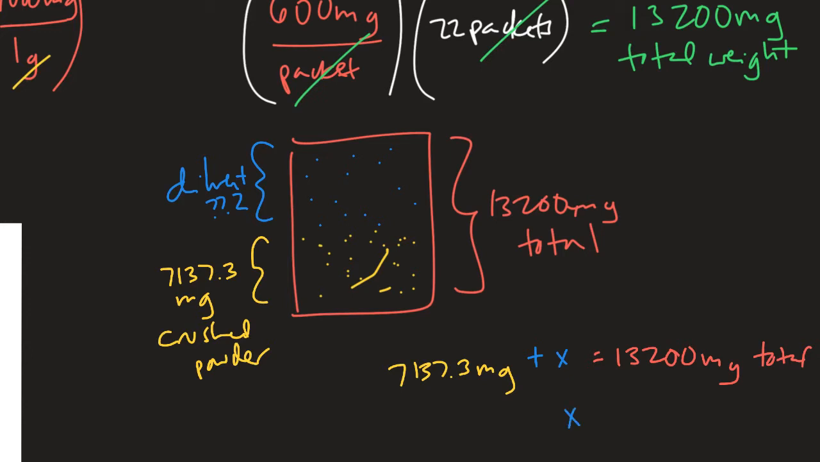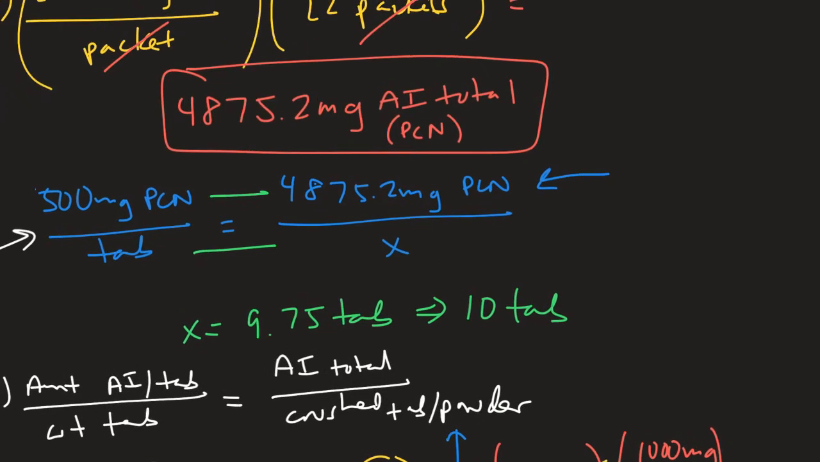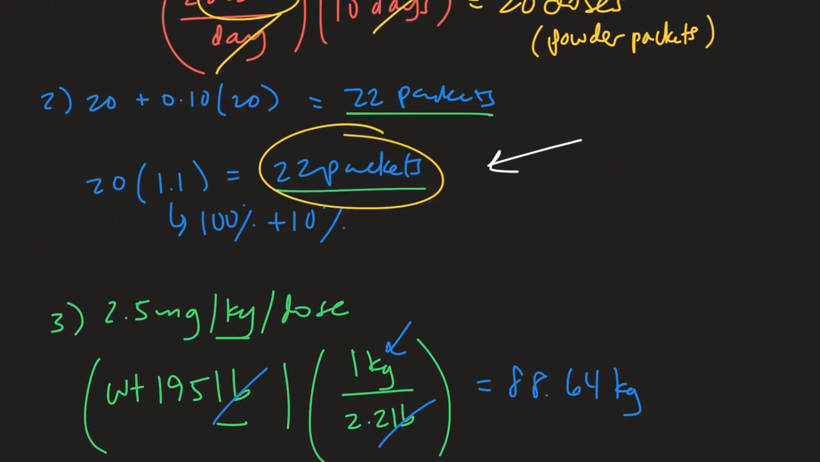Solving for X, so 13,200 minus 7137.3 gives you 6062.7 milligrams of the diluent. So all in all, we would need 6,062.7 milligrams of diluent, and we would need 4,875.2 milligrams of penicillin to complete the prescription.